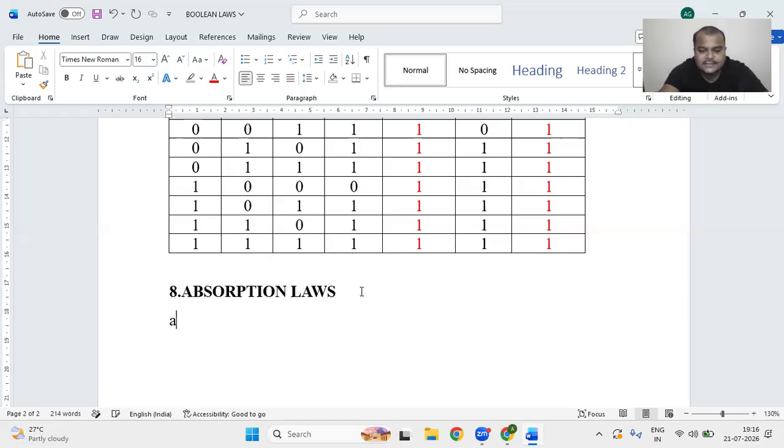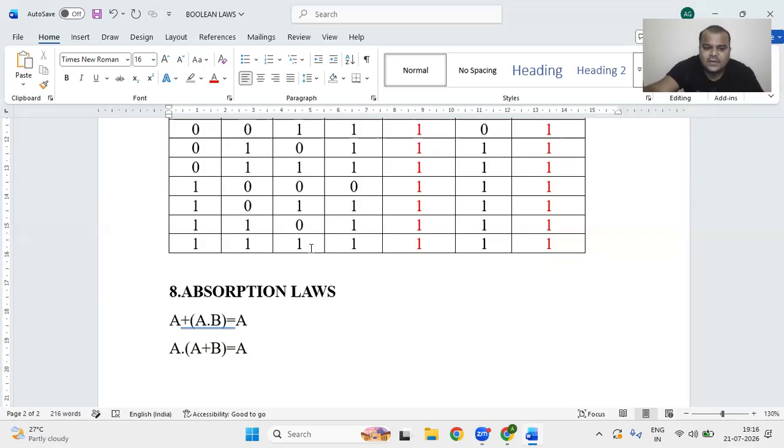A plus A into B: if the first two terms are this one and this one, you will get the same value, A only. So how is it? You can prove that by using the truth table. A into A plus B leads to A. How is A plus A into B equal to A?